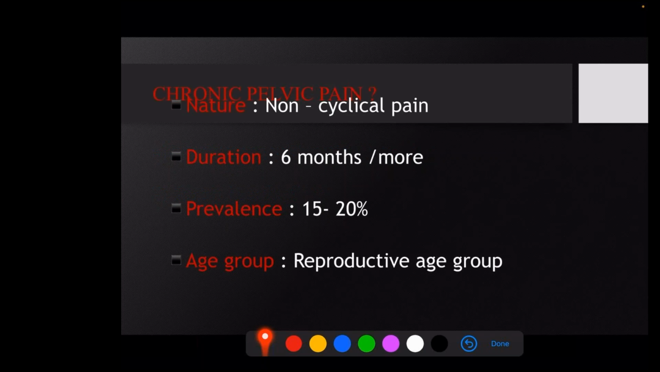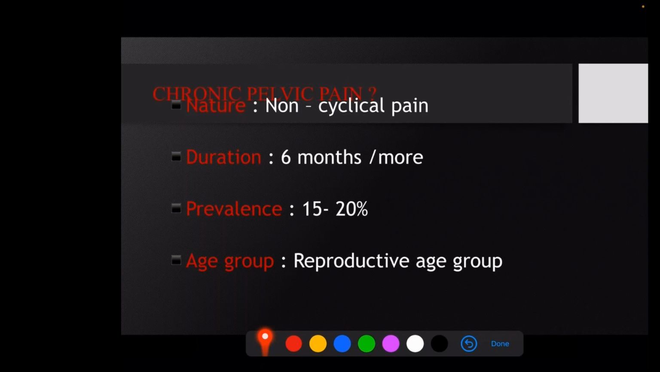What is chronic pelvic pain? We have discussed cyclical pain. Here, chronic pelvic pain is defined as non-cyclical pain of at least 6 months duration, unrelated to menstruation, intercourse, or pregnancy. The prevalence of CPP, chronic pelvic pain, is 15 to 20%. CPP is most common in women in the reproductive age group, especially between 26 to 30 years, but can occur from as early as 18 to 50 years.